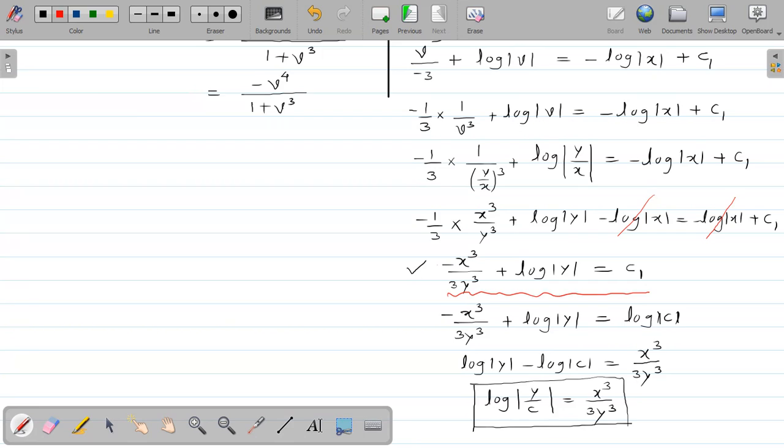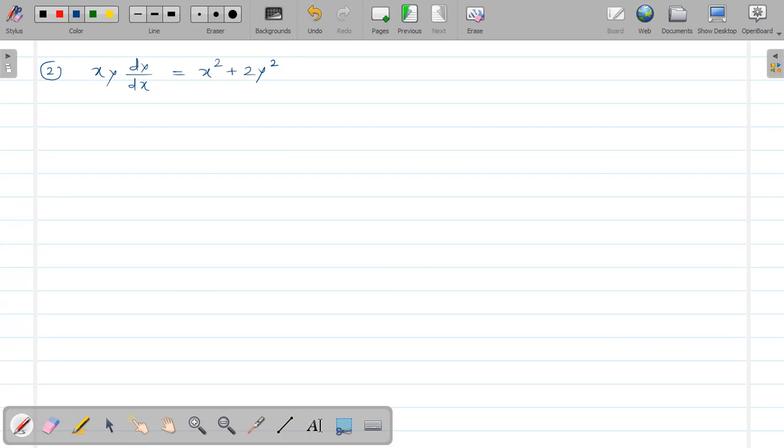Okay, now let us solve another differential equation, that is homogeneous differential equation. Now if you observe here, then the degree of x into y is 2, degree of x square is 2, and degree of y square is also 2. So this is the homogeneous differential equation of degree 2. Now let us solve this.